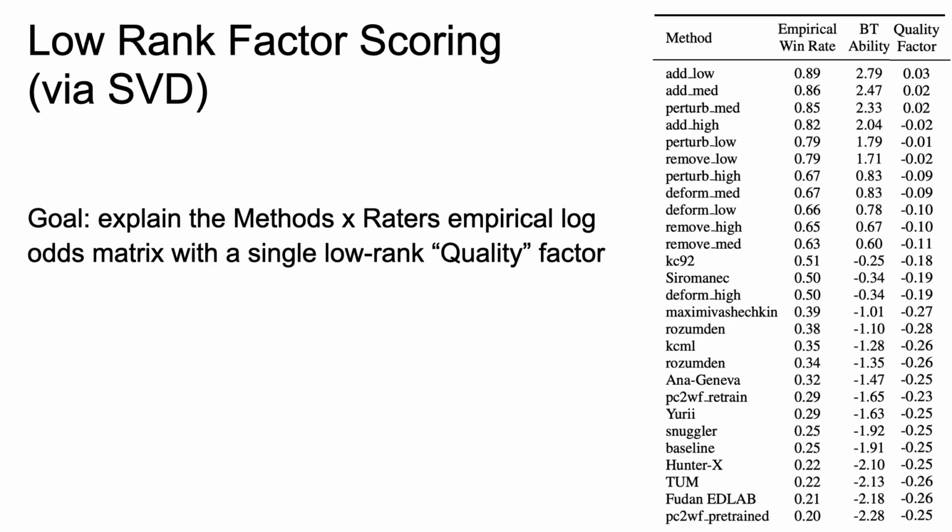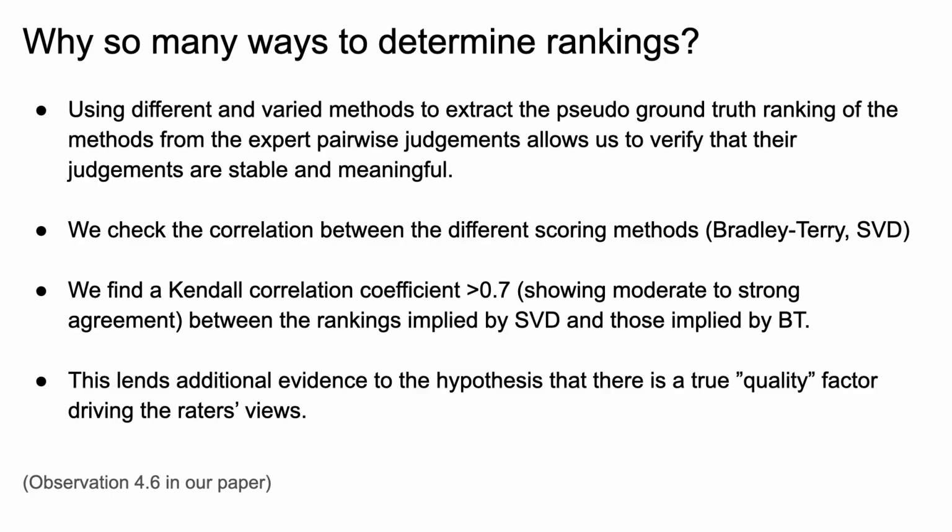Finally, we take a factor analysis-based approach and estimate a single quality factor which describes the rater's judgments by taking a rank 1 factorization of the empirical log odds matrix formed by observing the proportion of the time each rater chose each method as the winner when it appeared in a pair. So why do we use so many different ways to determine rankings? Using different and varied methods to extract the pseudo-ground truth ranking of the methods from expert pairwise judgments allows us to verify that their judgments are stable and meaningful.